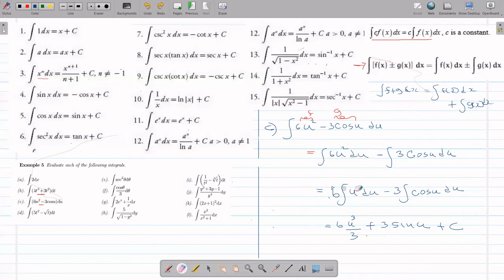Sir, then the 6 and 3 don't cancel here? They can be cancelled, good, one more step. If we cancel, a 2 comes here. So I can go to u cube minus 3 sin u plus c. Okay, good. So try D.